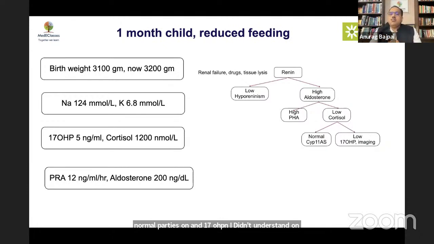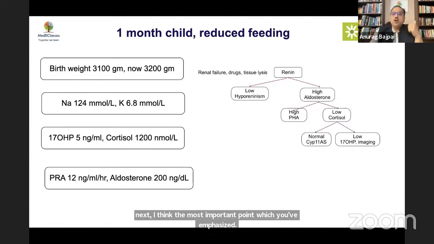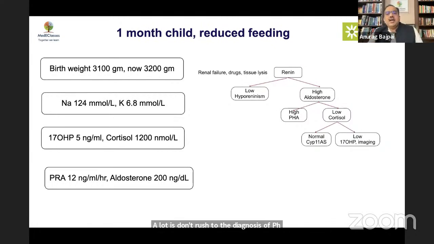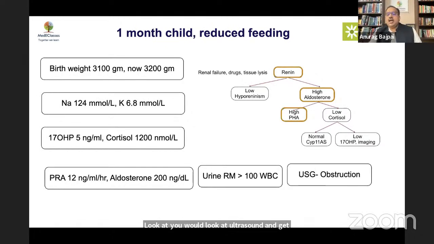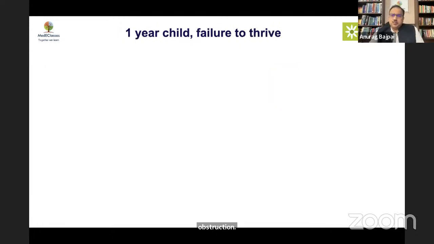I think the most important part, which I've emphasized a lot, is don't rush to the diagnosis of PHA. Look at urine, look at ultrasound, and get the diagnosis. That's very, very important from that perspective. So there was UTI, there was obstruction. Once you treat that, this child will be fine.